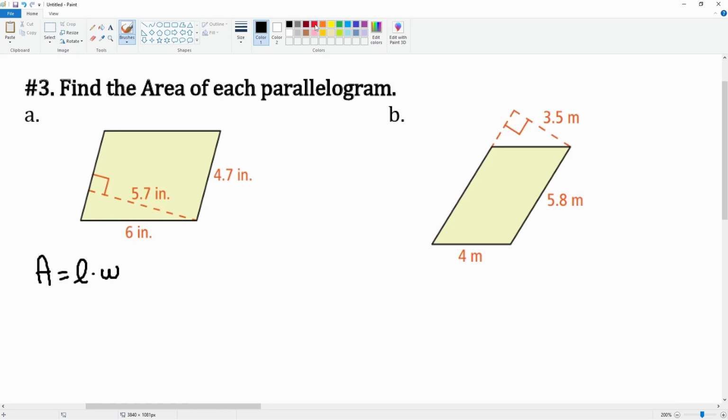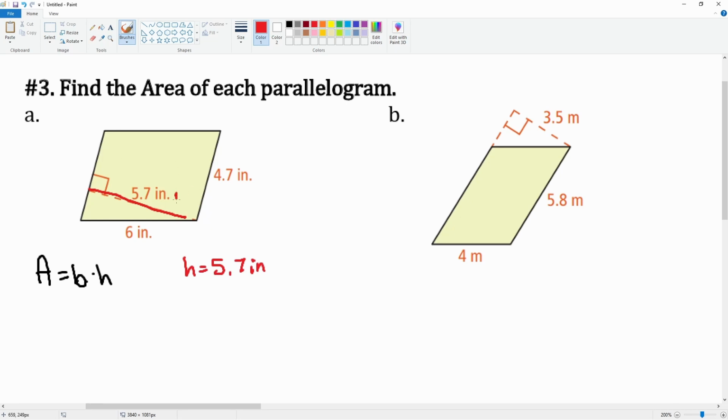So let's measure everything. First of all, we can get this height right here. Oh, sorry, it's not length times width, it's height times base. That would be a better formula, base times height. This is your height, so that's your height. We can say h is equal to 5.7 inches.